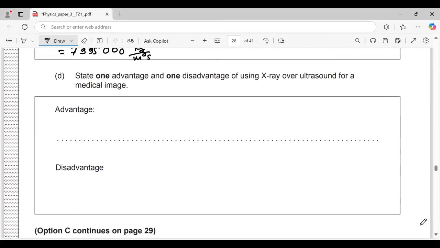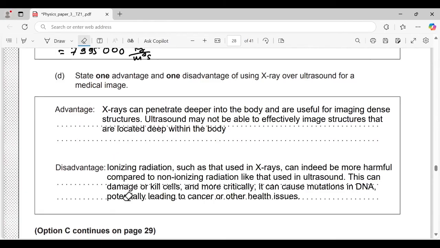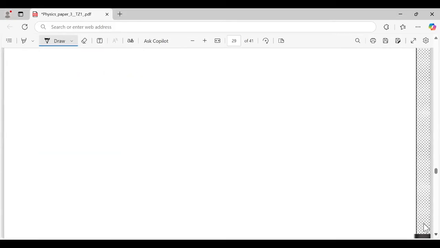State one advantage and one disadvantage of using X-ray over ultrasound for a medical image. I have provided my opinion. This one, you may copy, or maybe if you have a different opinion, you may use your opinion. As well as one for disadvantage, we can continue to the next option.